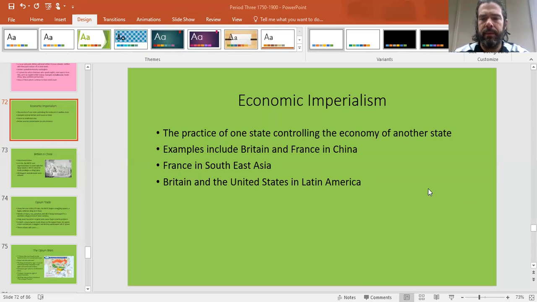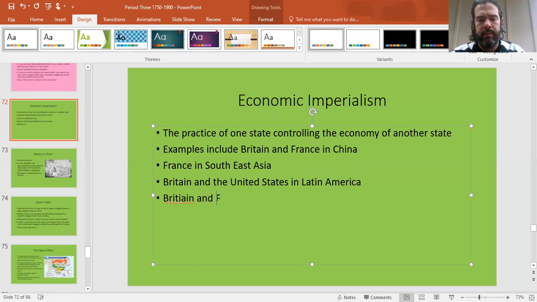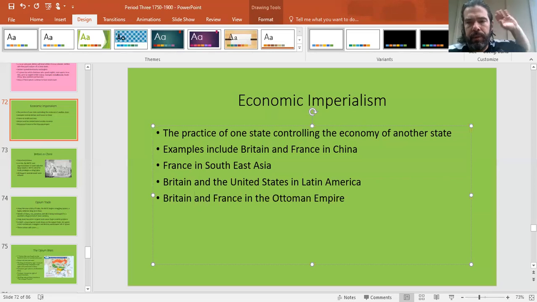Let me add one more example here, too. Britain and France in the Ottoman Empire. So let me just tell you this story real quick. I don't know why I forgot to put this one on there. So there's going to be individuals in the Ottoman Empire who are going to try to pass reforms, which mean industrialization. How do you industrialize if you don't have the resources to do it? You borrow lots of money from Britain and France.